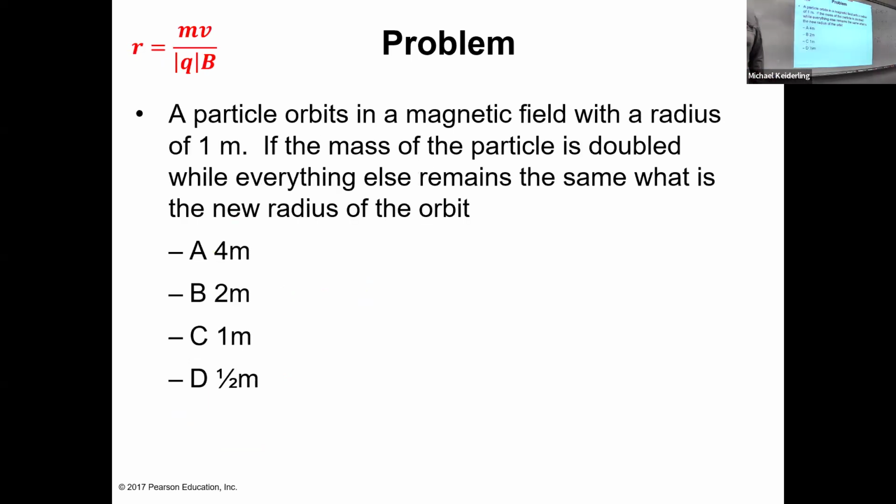So a particle orbits in a magnetic field with a radius of 1 meter. If the mass of the particle is doubled while everything else remains the same, what will the new radius of the orbit be? Will it be 4 meters, 2 meters, 1 meter, or half a meter? That is correct. Because we double the mass, that doubles the radius.